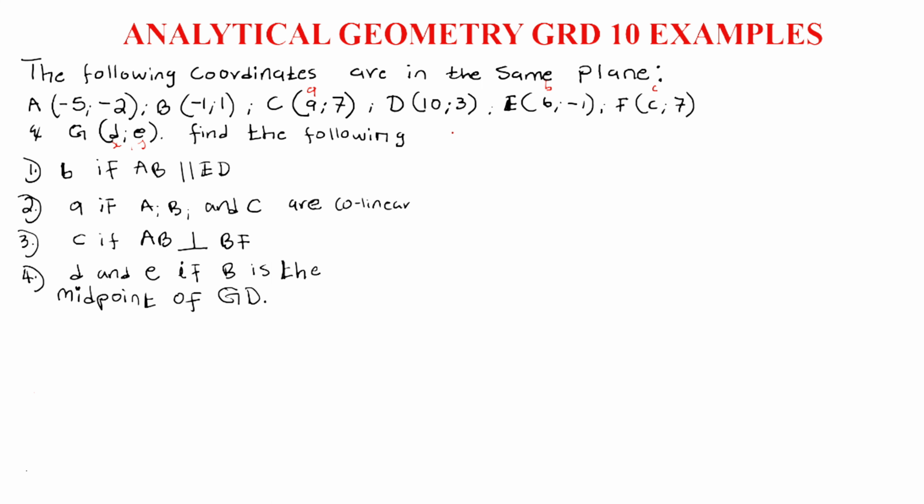And then the question says find the following. First of all, you must find B if AB is parallel to ED, and then we need to find A as well, if ABC is collinear. Then find C if AB is perpendicular to BF, and then we need to find the coordinates of D and E if B is a midpoint of GD.